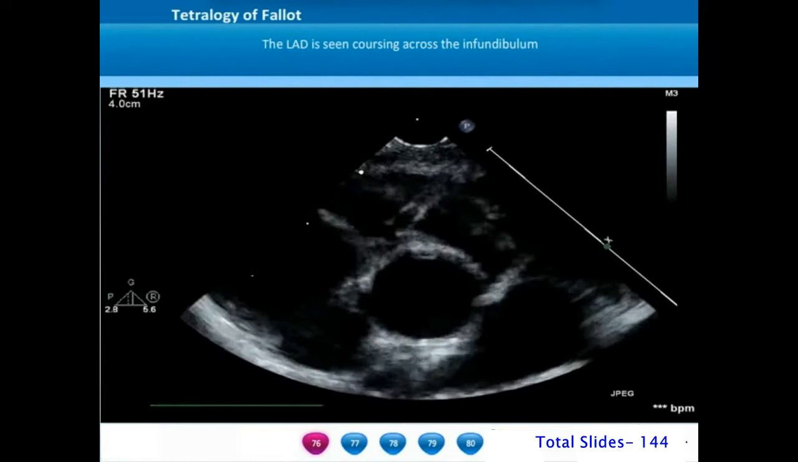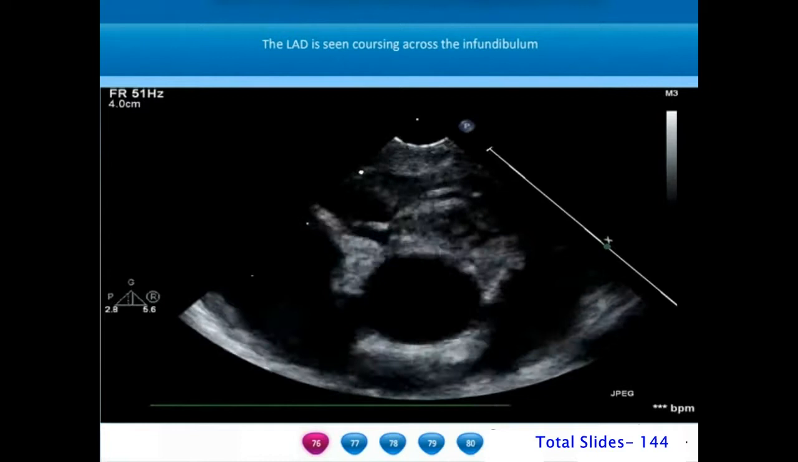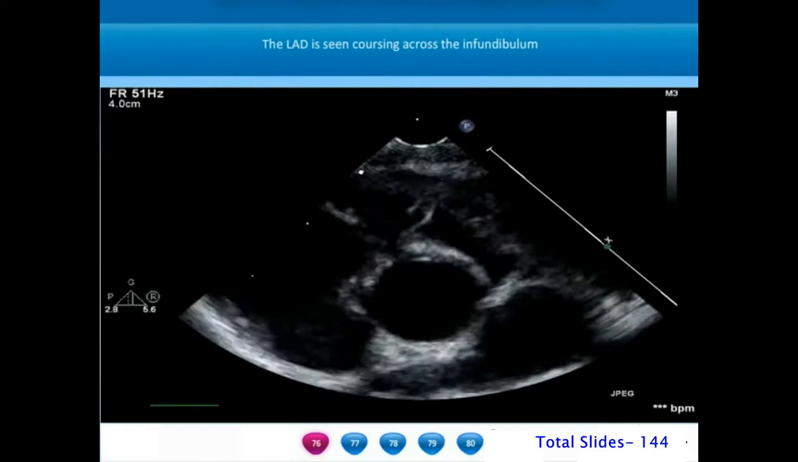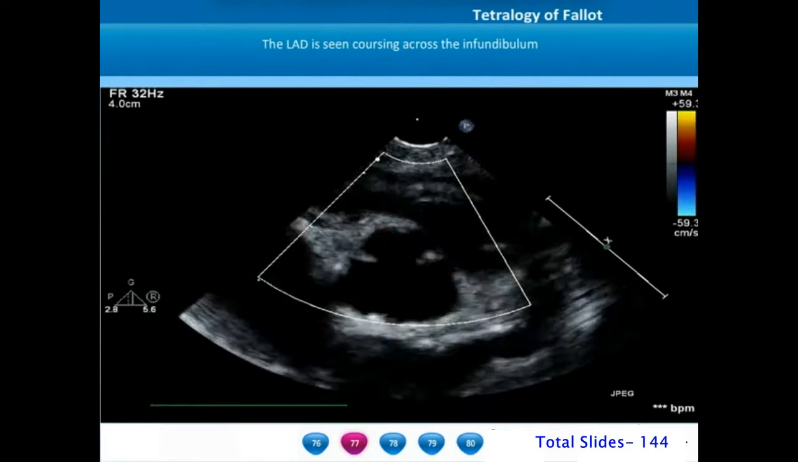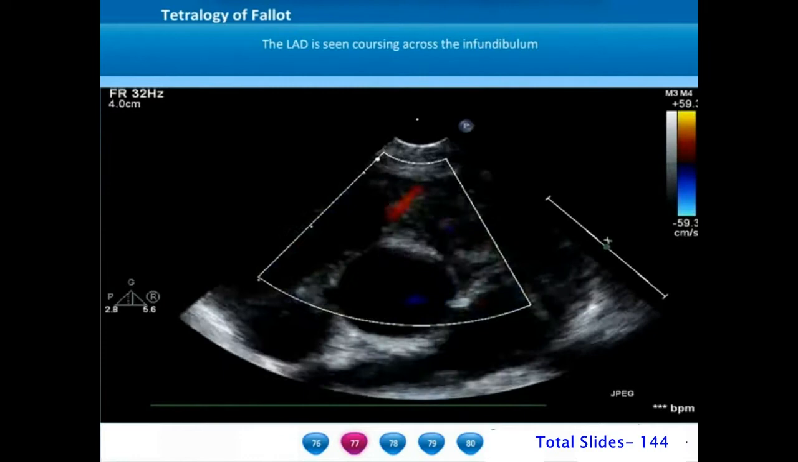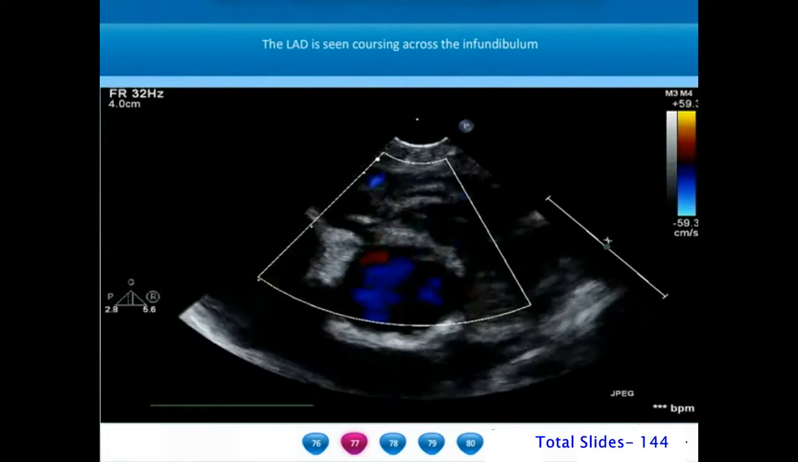On a parasternal short axis view, we can appreciate that this left anterior descending coronary artery that is crossing the right ventricular outflow tract is far below the level of the pulmonary valve and the pulmonary annulus. When we utilize color flow imaging, we can notice the infundibular narrowing and the color flow turbulence across the infundibulum, and we can also see the left anterior descending coronary artery crossing the infundibulum much below the level of the pulmonary valve.